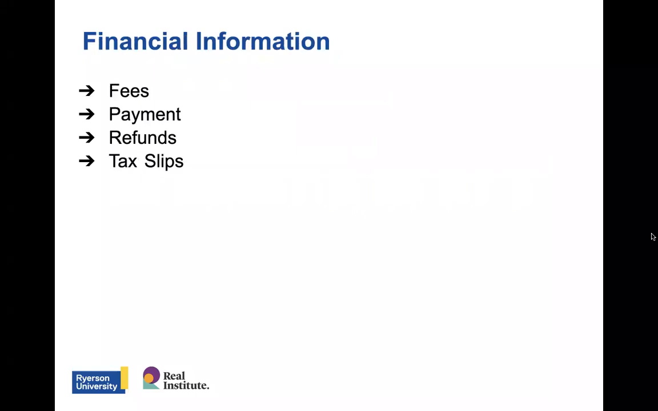And financial information, I think this is a big one for some of you. This actually gives you an area to look at all the fees that you've paid to the university, from tuition, any student fees, anything related to financial matters generally will run through the RAMSS system as well, which includes refunds and tax slips.